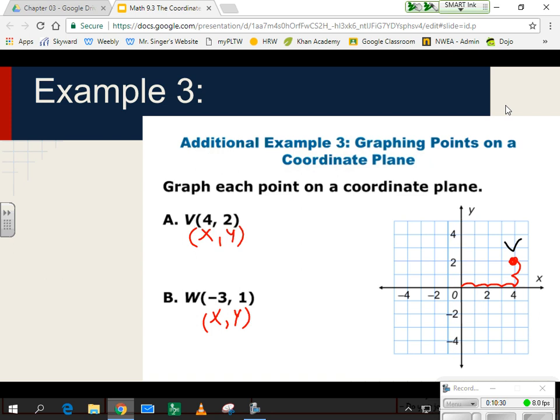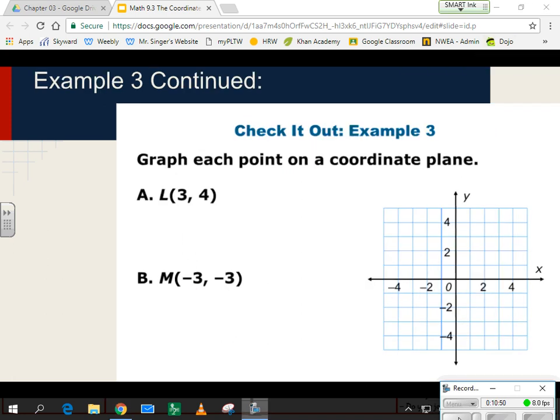All right, next one is -3, so we got to go x first, so we're going to go left, -3. And then 1 up, so it's a +1. And the dot goes right there. And this is W, so we'll put a W above it. If you need to put this down as an example in your notes, go ahead and do so. Let's look at 2 more here.